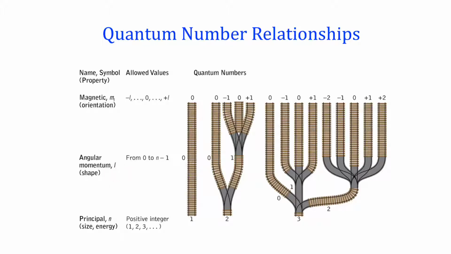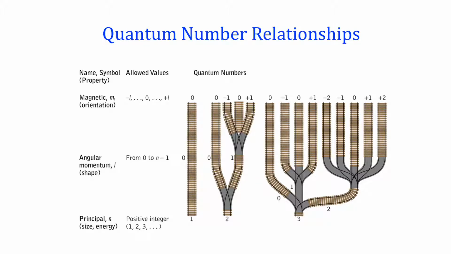So l can take on essentially any integer value from 0 to n minus 1. We can see here that l depends on the value that we have already selected for n for a given orbital. Remember, we've already seen what the values of n can be. They can be any positive integer starting at 1. So the value of l depends on what we've already selected for our n.